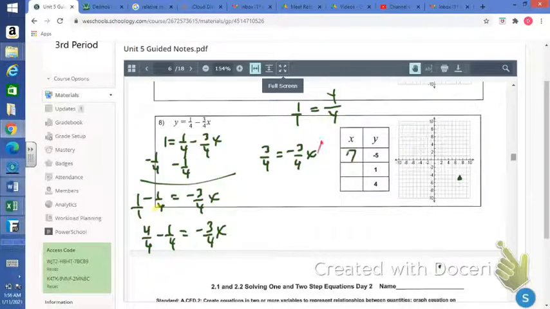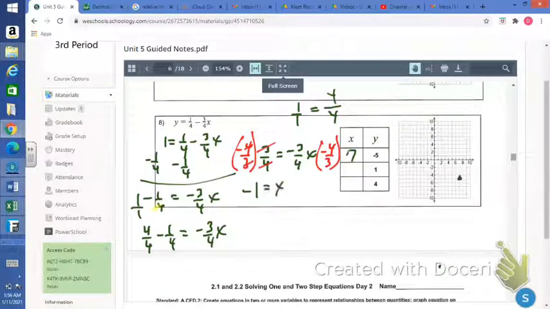Alright, to get x by itself, we're going to multiply by the reciprocal, so negative 4/3. Alright, when you do that, those cancel, so you just have negative 1 over here. Equals x. And this cancels. So negative 1, 1.